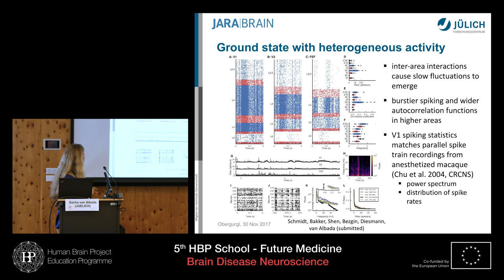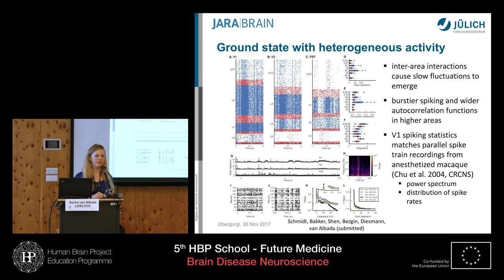And we also compared with parallel spike train recordings from primary visual cortex and compared the spectra of the activity and also the distribution of spike rates across neurons. And they match nicely. And another aspect that you see is that there's burstier spiking, which corresponds to wider autocorrelation functions in the higher areas.